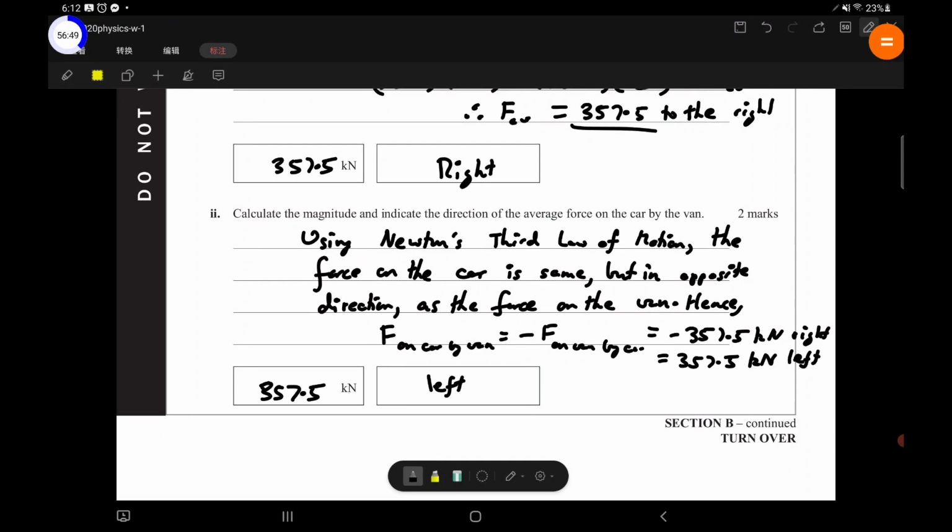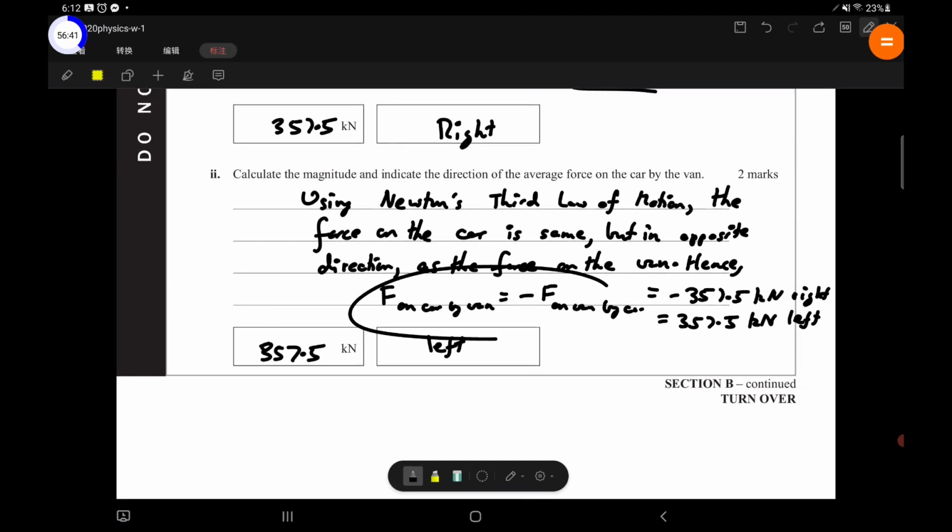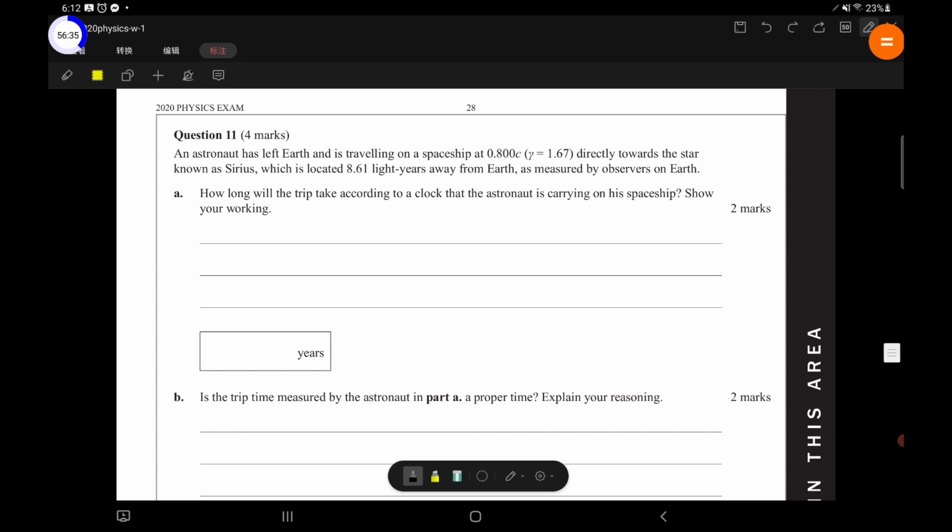All right, so we have a force on the car being 357.5 kilonewtons to the left this time because of that negative sign. And this expression is just Newton's third law. Hopefully you guys recognize that. All right, so let's move on to question 11. 56 minutes, so time is running out, but let's just smash the last couple questions out.